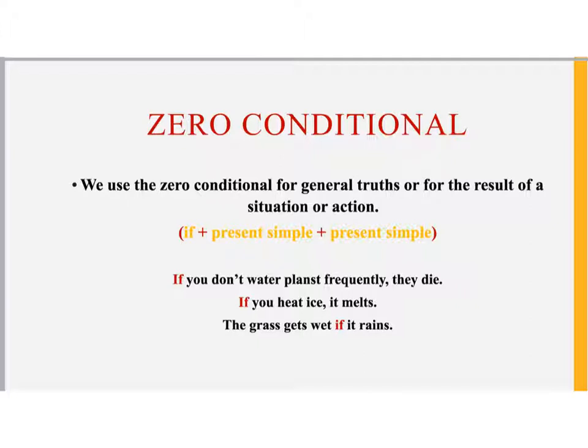These are all true if that condition happens. For example, if it rains, the grass always gets wet. There's no other option. If you heat ice, it always melts. And if you don't water plants frequently, they always die. So these are true for everyone and every time. We use zero conditional for these kind of things.